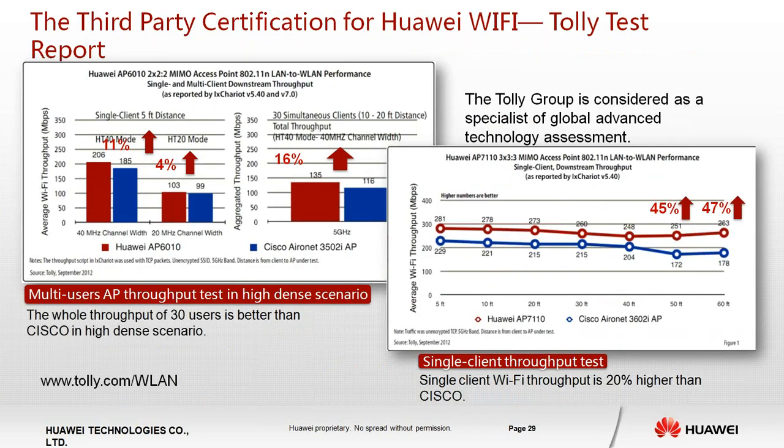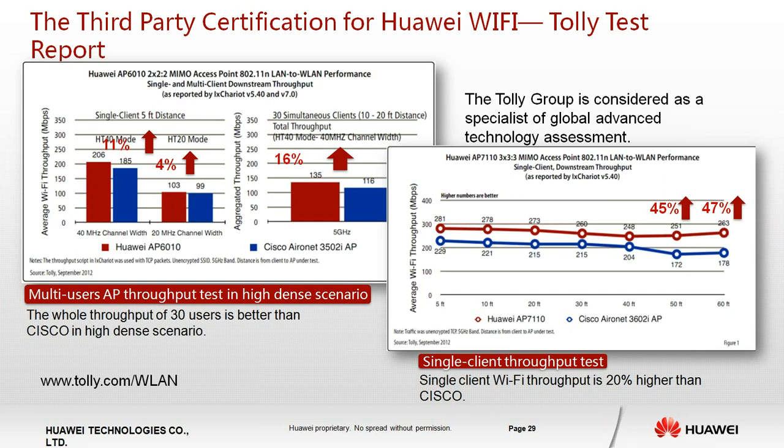And again, at this point, we engaged with Tolly, the third party, for certification of Huawei access points. Tolly's results showed that the Huawei access point AP6010 had almost 16% better weighted throughput and efficiency compared to its competitors in multi-user high-density access scenarios. Our access point 7110 was almost 20 to 40% better and more efficient in terms of throughput.